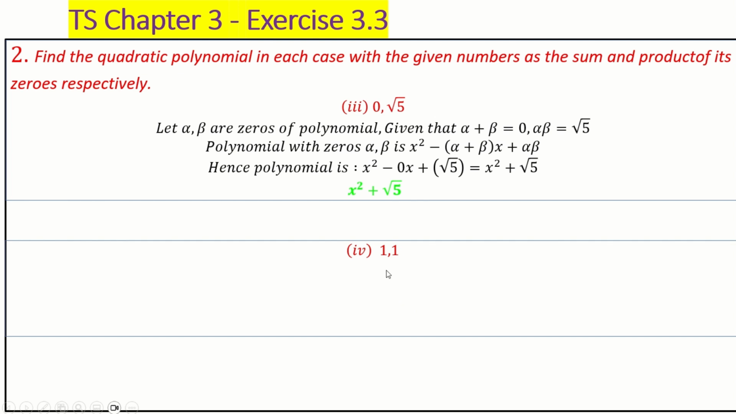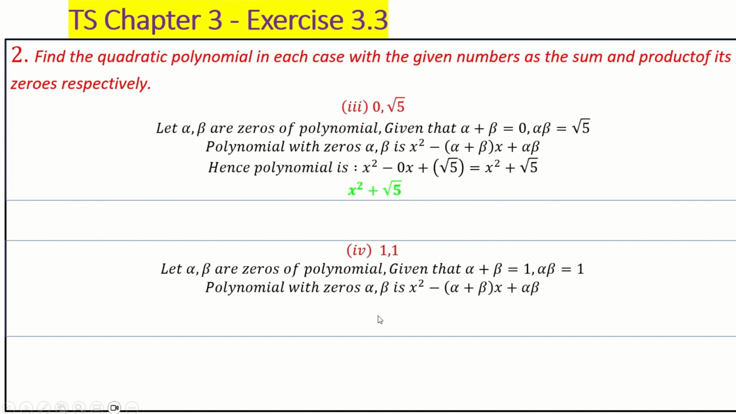Last one is 1 comma 1. So here if you see clearly, it is the same root. So alpha plus beta is 1 and alpha beta equal to 1. Okay, sum and product is the same. Now you substitute, and what you will get is x square minus x plus 1. This is the answer.